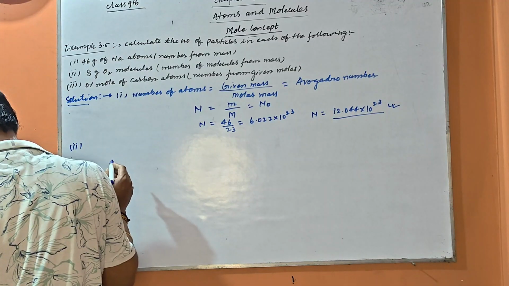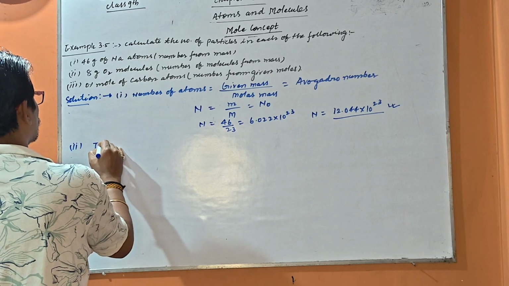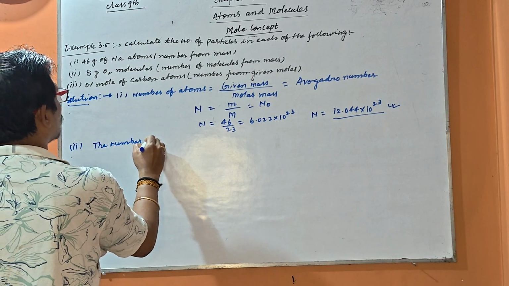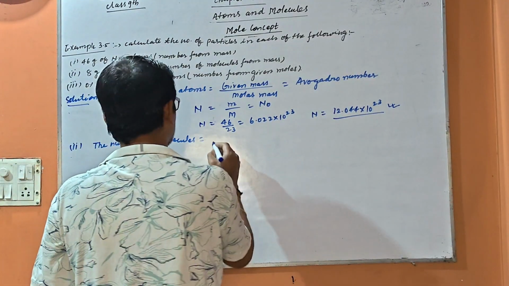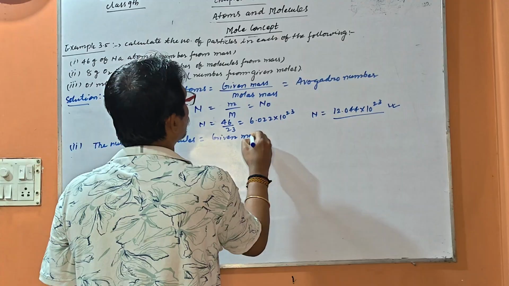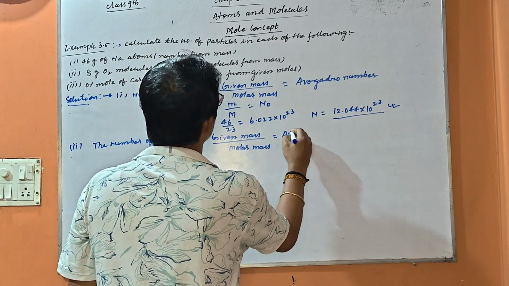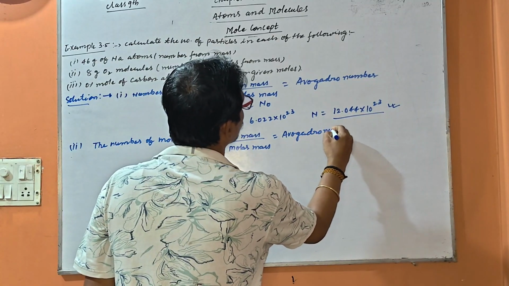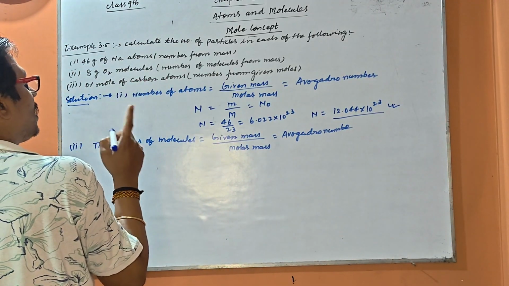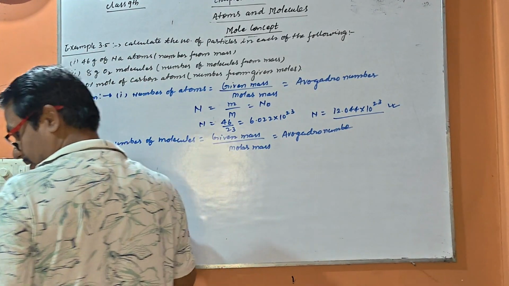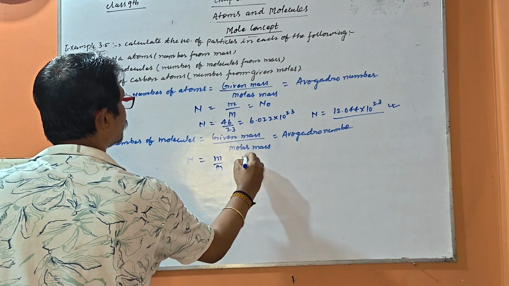The number of molecules is equal to given mass by molar mass, multiplied by Avogadro number. These are the formulas. Always look carefully at the question, the capital and small letters. There is a differentiation. So n is equal to m by M, and N is equal to n into N0.